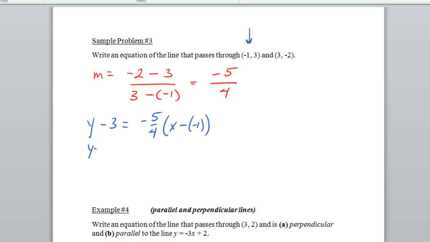And I'm just going to take this one step at a time. I'm going to go ahead and change that negative of a negative to a positive value. Next, I'm going to distribute the -5/4. So -5/4 times x is -5/4 x.